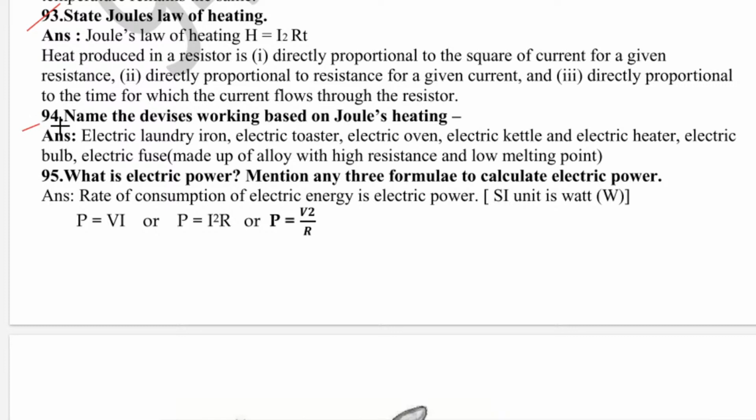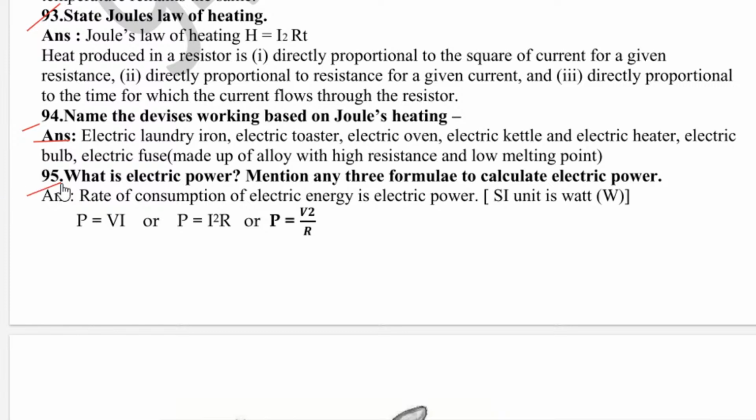Next one. Name the devices working based on Joule's heating. You can see the devices here: electric laundry iron, electric toaster, electric oven, electric kettle and electric heater, electric bulb, electric fuse, made up of alloy with high resistance and low melting point, electric fuse.